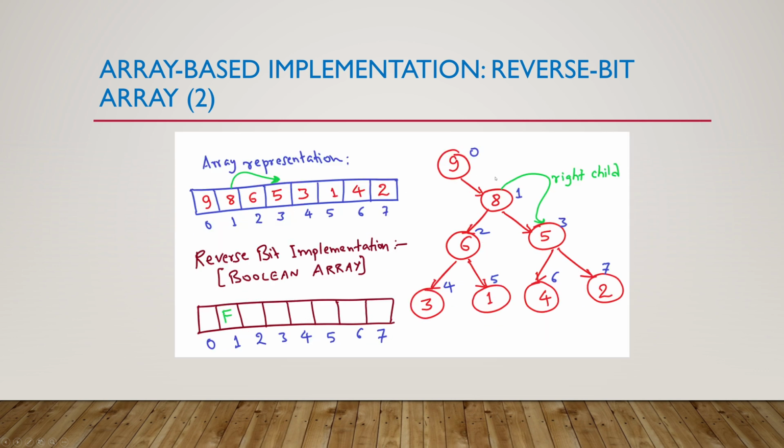So we'll start with 8, just as an example. So we'll see what is the right child of 8. So the right child of 8 is 5. According to the array representation, that's correct. The right child of 8 is 5. So we'll put a false, which is a reverse bit. If the other way around happens, then we'll put a true. That's the only thing which we need to do here.